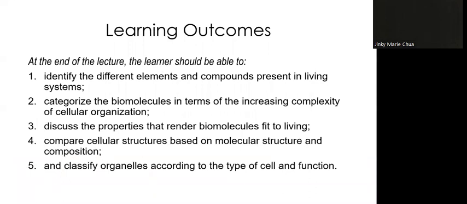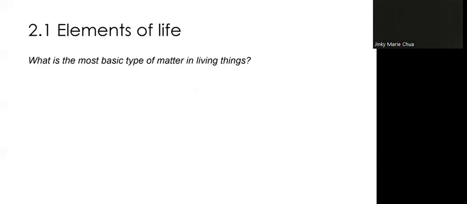Before we go to the biomolecules and cells themselves, we first look at the different elements present in living systems. Then we see how these are organized in the cell, which is, of course, as we know, the basic unit of life, and look into the properties that render these biomolecules fit for living. Finally, we will wrap up with cellular structures and organelles.